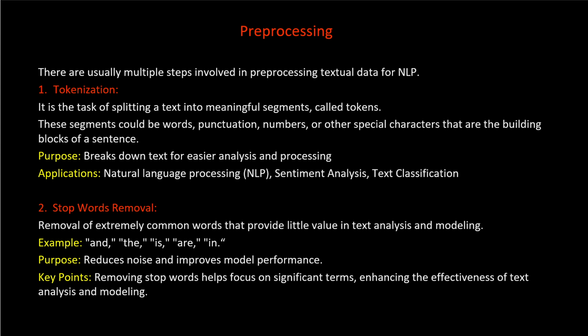Pre-processing is the first step in the NLP pipeline. In this step, we clean and organize the text so that it's ready for analysis. We start with tokenization, where the text is broken down into individual words or phrases. Then we remove stop words. These are common words like "the" or "is" that don't add much meaning.